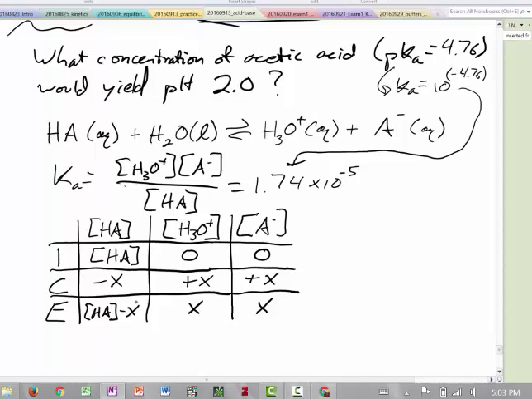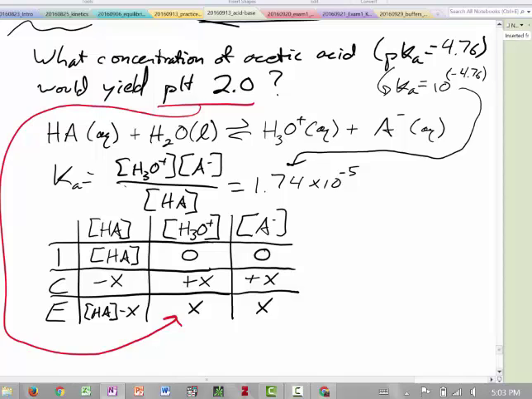The one number that was given to me that I haven't used yet is pH. And from pH, I can get to the equilibrium concentration of H3O+. Right, so it'll also be the constant. Everywhere X shows up, that's X. Is X small? Yeah, still small. So if that's helpful, I can scratch this out.